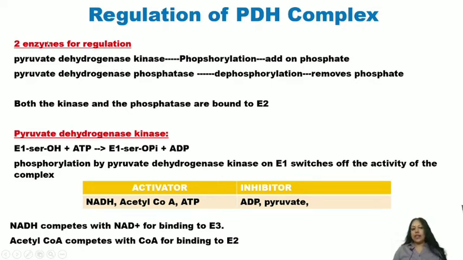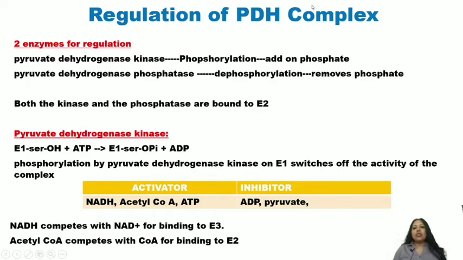The 2 enzymes required for regulation of this complex are kinase and phosphatase, and their names are Pyruvate Dehydrogenase kinase and Pyruvate Dehydrogenase phosphatase. Kinases, wherever you find them, do phosphorylation, or you can say covalent modification of the enzyme complex, and phosphorylation means to add a phosphate, correct? And phosphatase does the reverse of kinase, meaning dephosphorylation, or removal of phosphate.